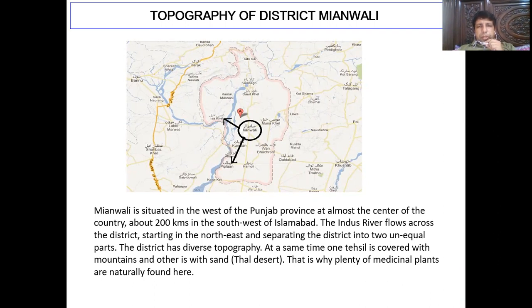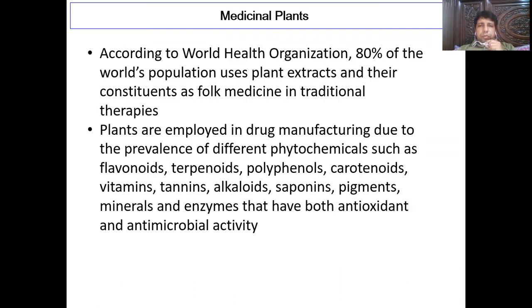District Miawali is covered lengthwise by the Indus River, and interestingly it has four types of topographies at a time. Tehsil Isa Khel and some part of Tehsil Miawali is covered with mountains, while Tehsil Pipla is covered with desert thal. The medicinal plants which we collected for the study were also taken from these areas, especially the mountains of Namal, Musa Khel and Isa Khel.